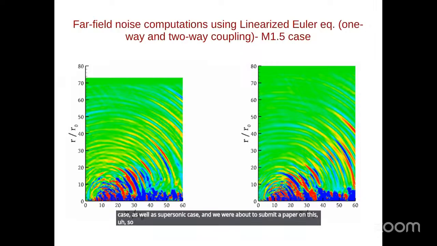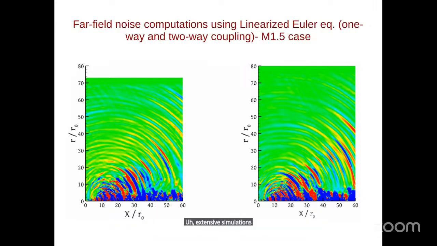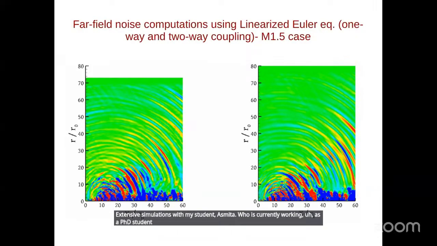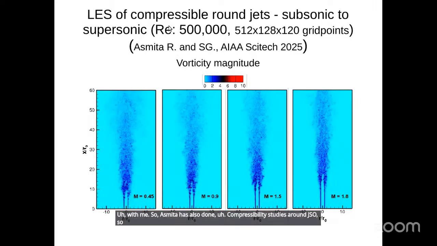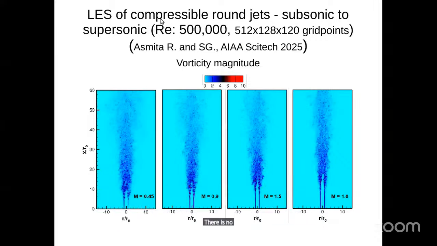So we have done extensive simulations with my student Asmita, who is currently working as a PhD student with me. Asmita has also done compressibility studies of round jets. We found that at high Reynolds numbers, there is no study of compressibility effects on round jets. So we systematically did a study of round jets at different Mach numbers, starting from very low subsonic values to transonic and then high supersonic values, and we are looking into the compressibility effects.